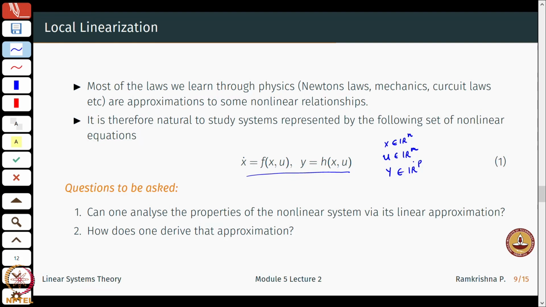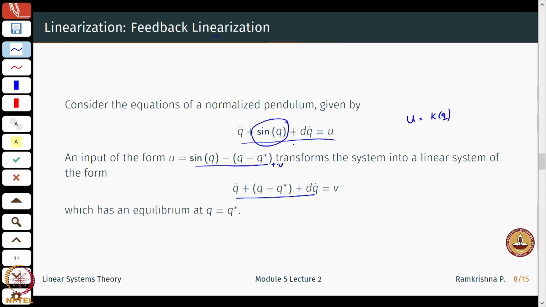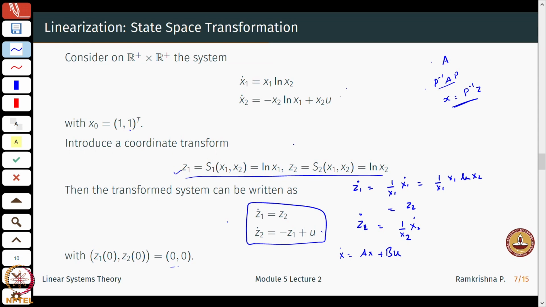Now, naturally I know that systems are nonlinear, even though I learn a lot of physics, circuit theory or mechanics through linear approximations of nonlinear systems. So, the questions that we will be interested in are: can one analyze or retain some properties of a nonlinear system via its linear approximation, and how to get that approximation? Here I am not really doing an approximation, I am actually doing a proper transformation. This is not an approximation, this is valid in a much larger region of the state space than just around a small operating point.